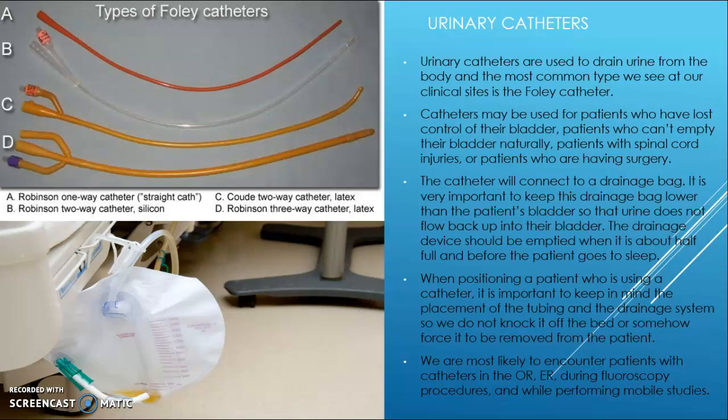When we're doing our positioning with a patient who is using a catheter, it is important to keep in mind the placement of the tubing in the drainage system so we do not knock it off the bed or somehow force it to be removed from the patient. Same as the IVs. We don't want to rip anything out of anywhere. We're most likely to encounter patients with catheters in the operating room, down in the ER, during fluoro procedures, and while performing mobile studies up on the inpatient floors.